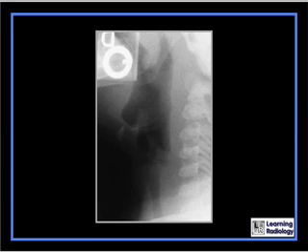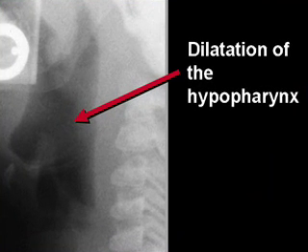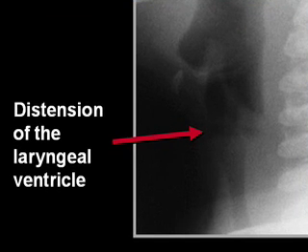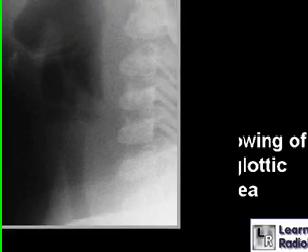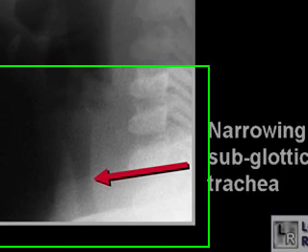So this is an example of Croup. We can see that there is dilatation of the hypopharynx. There is also distension of the laryngeal ventricle. And there is narrowing of the subglottic trachea.